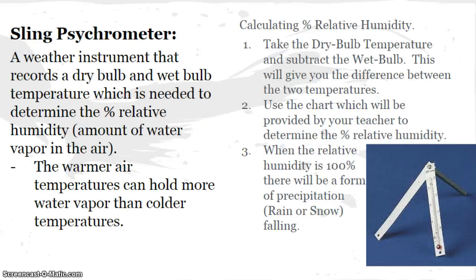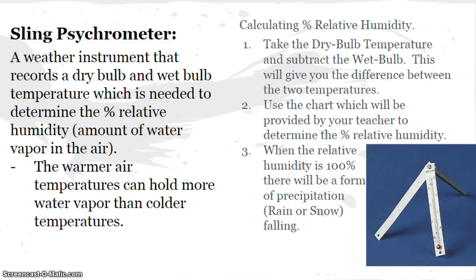Now, lastly, we have a sling psychrometer. This is an instrument that basically tells us about the relative humidity in the air, so how much moisture is in the air. It uses a dry bulb, which means that it's basically a thermometer that has nothing on it, and then a wet bulb. On the end of that wet bulb thermometer, we actually put something that is wet. The warmer the air temperature is, the more moisture it can hold.